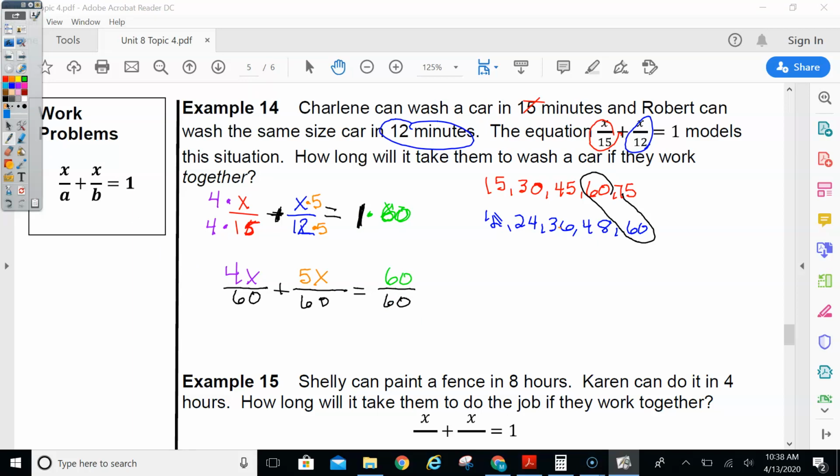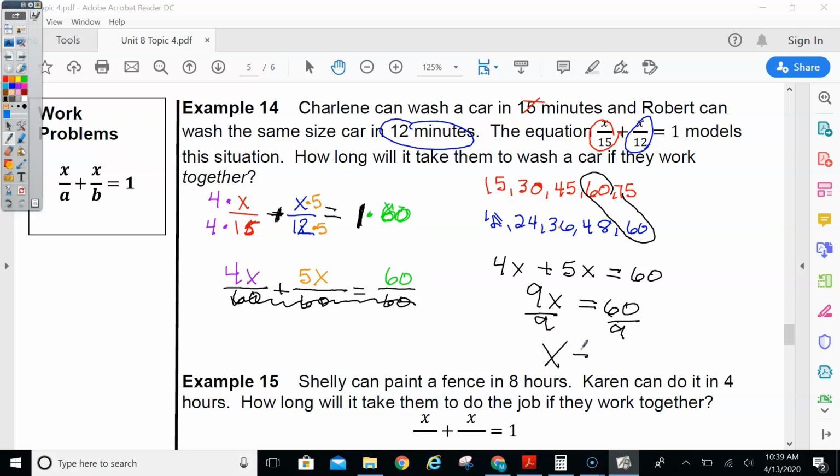Okay, so once all the denominators are the same, then I can ignore them. And I'm just solving this problem right here. 4x plus 5x equals 60. So if I combine my like terms, 4x and 5x makes 9x equals 60. And then divide it by 9.